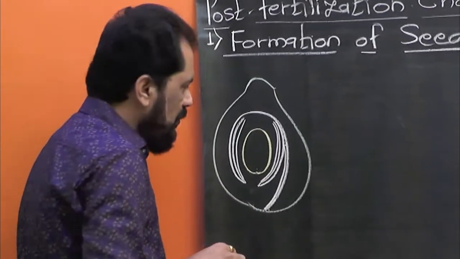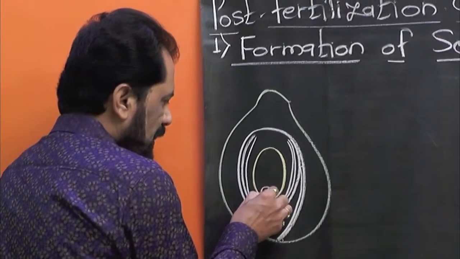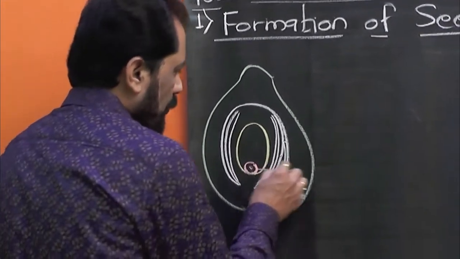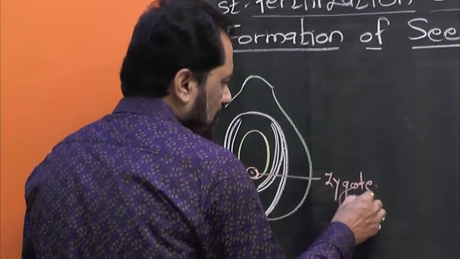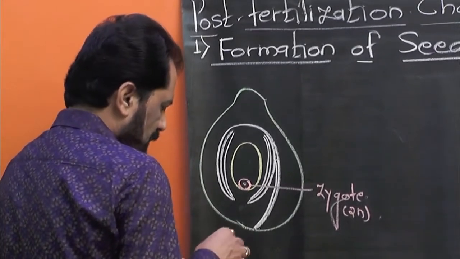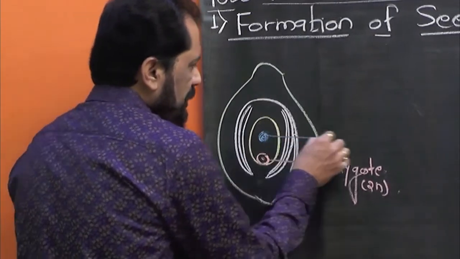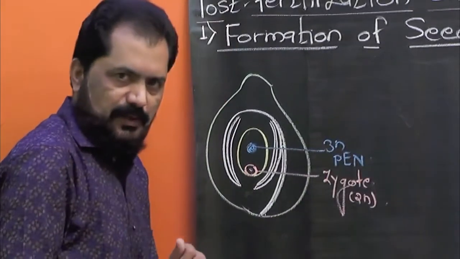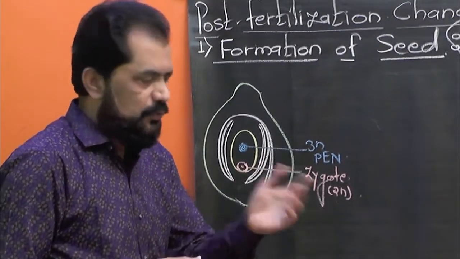You know that the embryo sac now contains two main components. The first one is the zygote. With the help of pink color, I have shown the zygote. Here is the diploid zygote. It is the product of syngamy or first fertilization. And here I am going to show with the help of blue chalk the triploid pane. You know that it is the triploid primary endosperm nucleus, and it is the product of second fertilization or triple fusion.